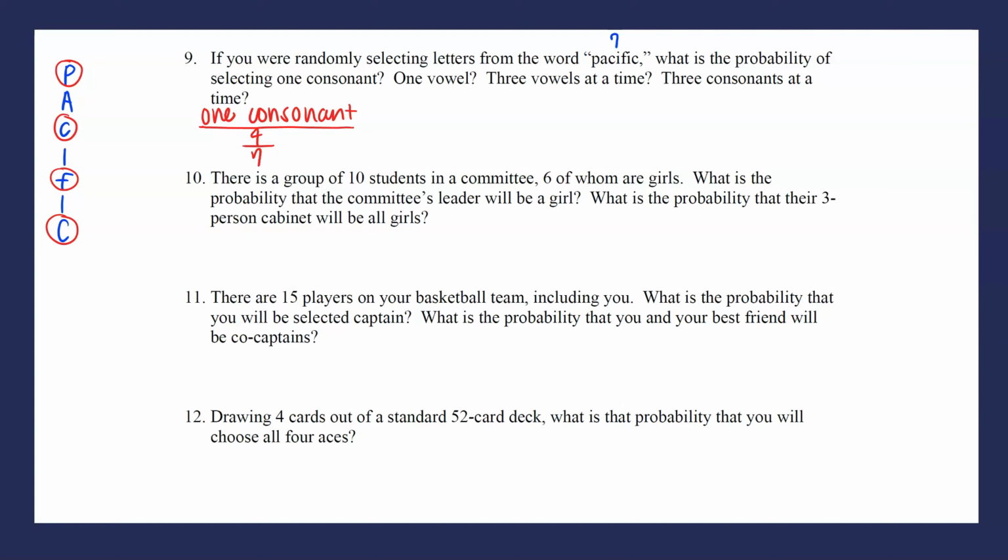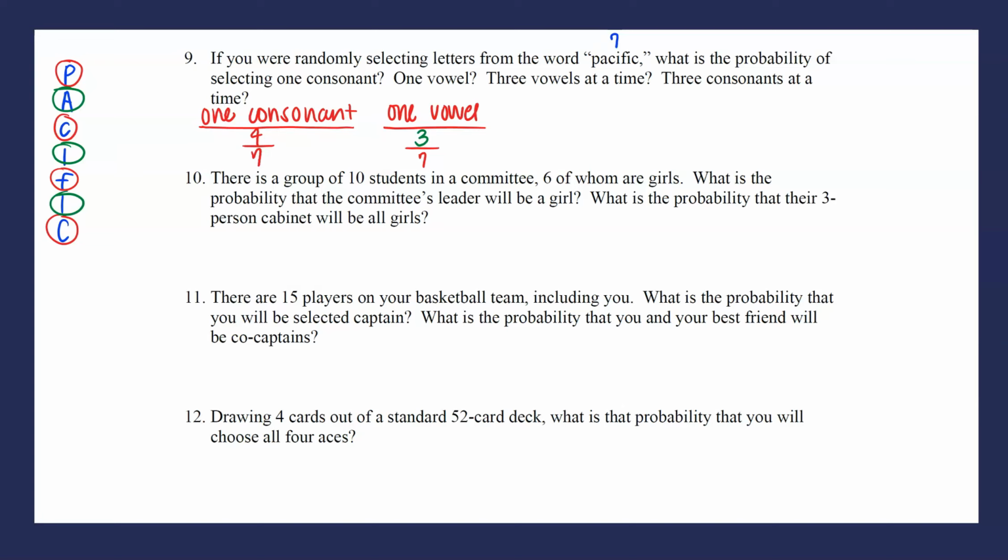Now moving on to one vowel. We're still doing a single selection, so there are 7 different letters that I can pick from my entire sample space. And of the 7 letters, the probability I select a vowel, I have 1, 2, 3 letters that are vowels, so the probability would be 3 out of 7.